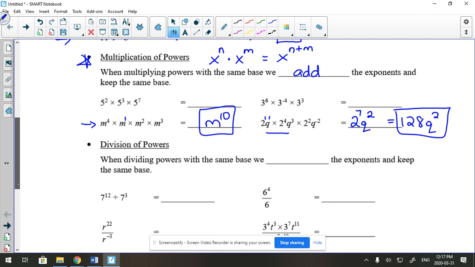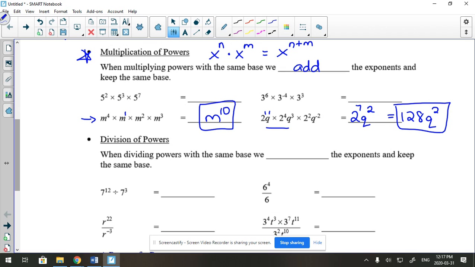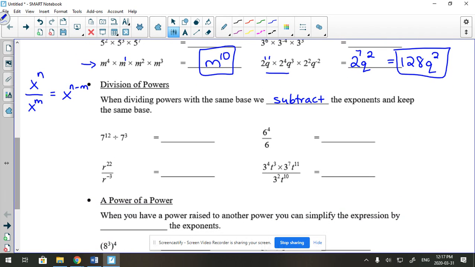Division of powers is the same idea, but when you're dividing powers with the same base, you're going to subtract your exponents. Let's say we had something that looks like this: x to the n divided by x to the m. You could simplify this as a single expression. It's n take away m. Just be careful with your negatives here.